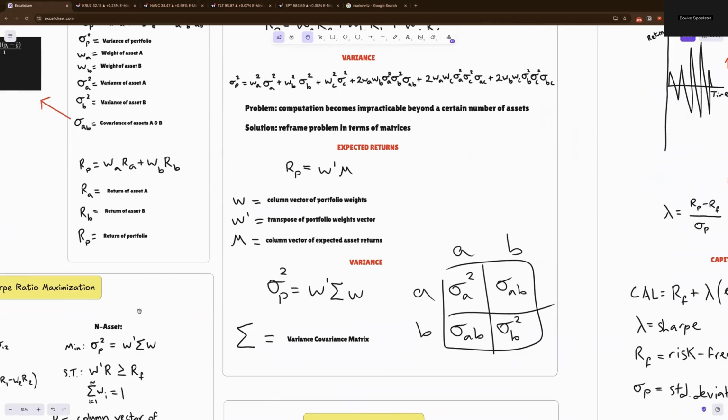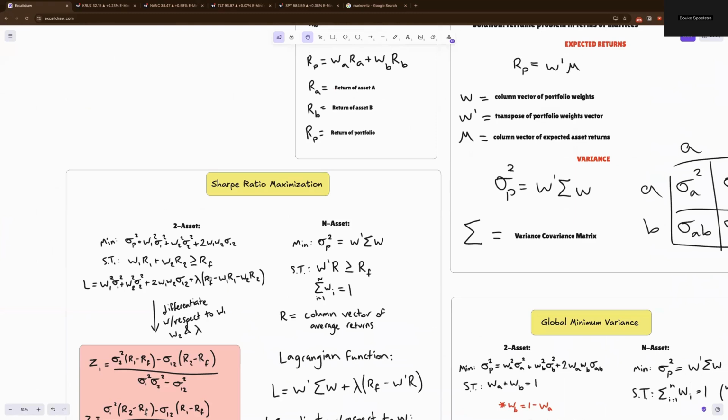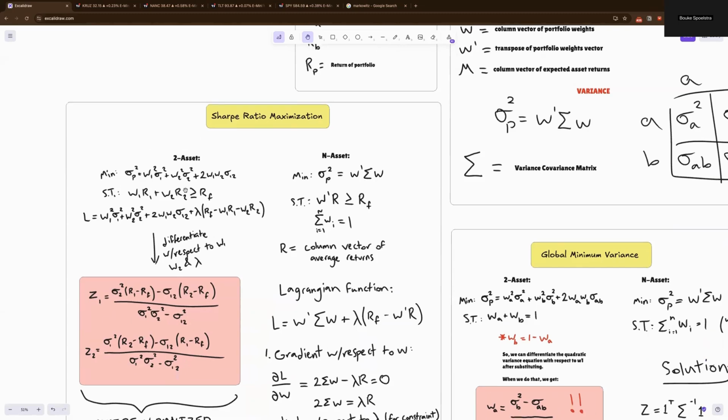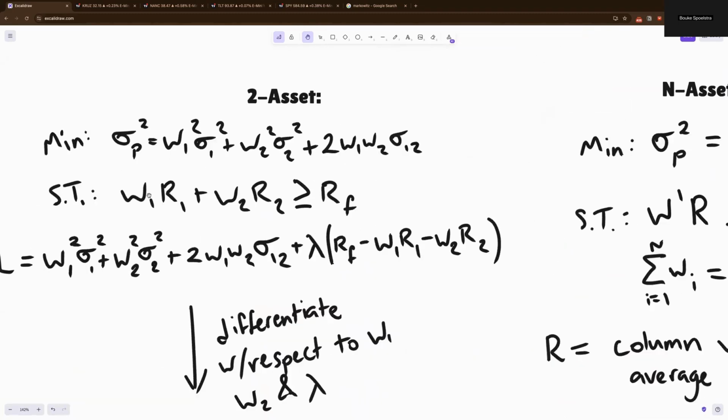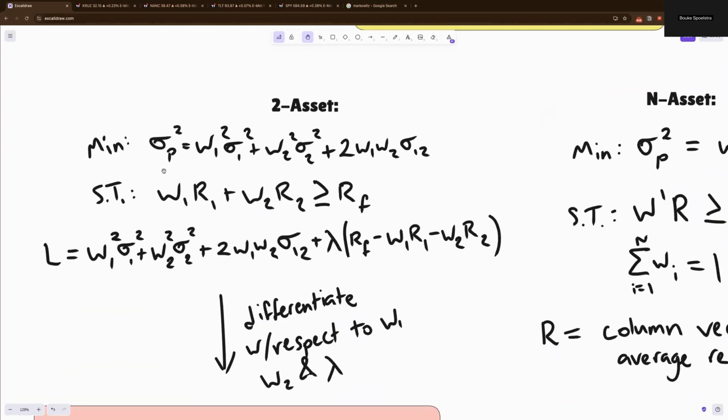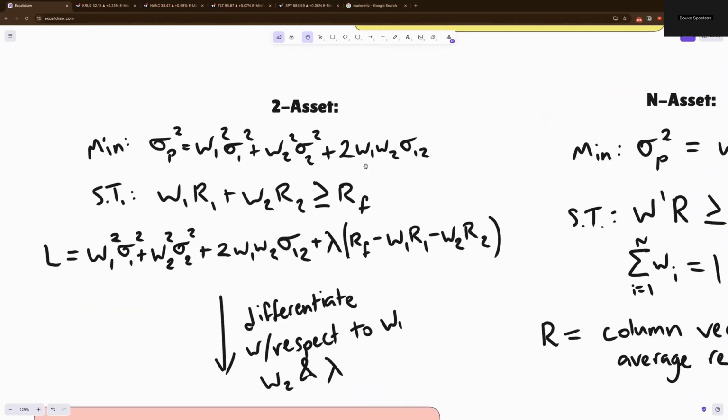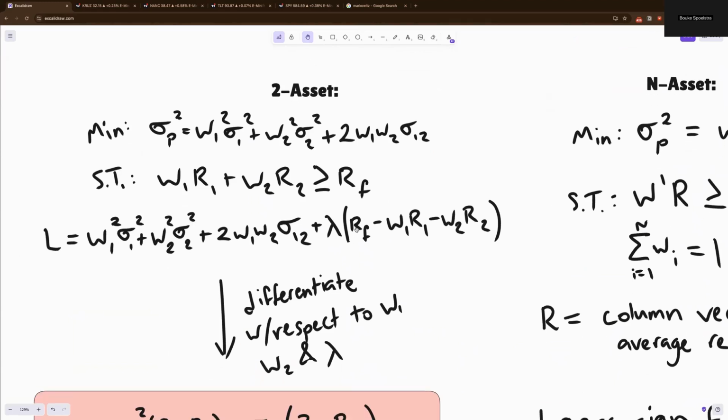And we'll get into that, but for now, just see that it's simpler if we make it matrix form. For the Sharpe ratio maximization, this can be either two asset or more. The two asset case is a little simpler. We just take the formula that we know for the variance. So we're setting up the problem. We're minimizing this variance formula subject to the returns having to be greater than the risk-free rate, because otherwise we would just invest in the risk-free asset.